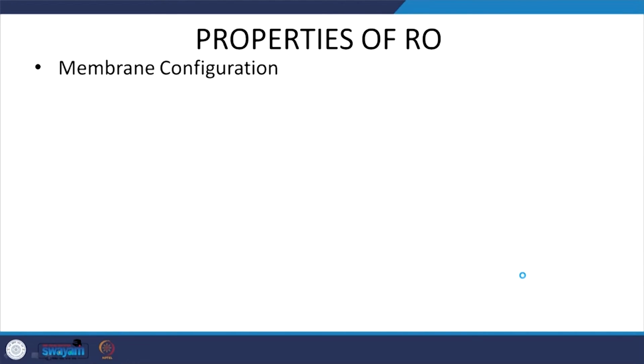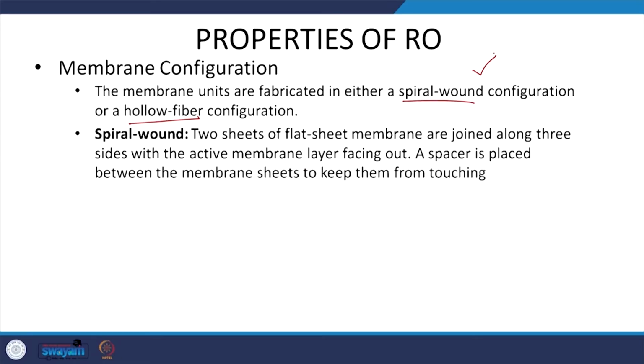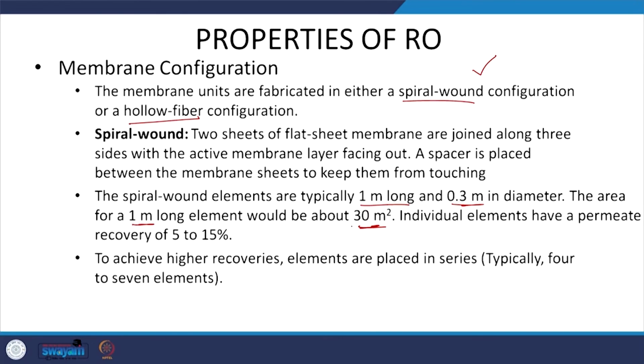So, let us move on. Properties of RO, membrane configuration. One is spiral wound, the other one is hollow fiber. Typically spiral wound, we looked at this in the context of ultrafiltration and microfiltration. Let me not read it out, let us look at the picture. As you can see, typically 1 meter long elements with 0.3 meters in diameter. Within a 1 meter long element, the area available would be around 30 square meters. So, that is something to keep in mind.